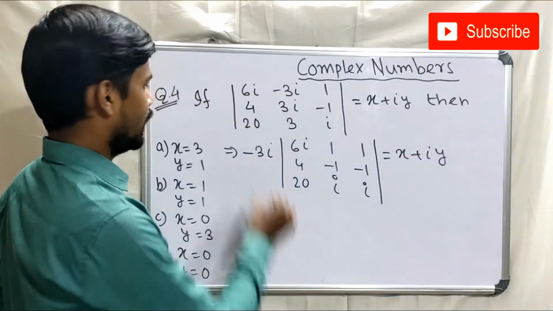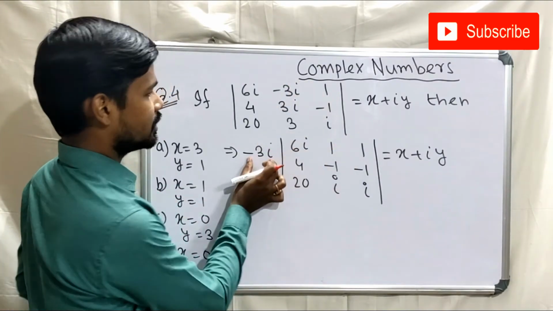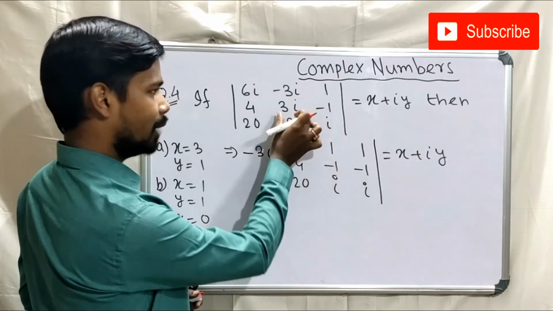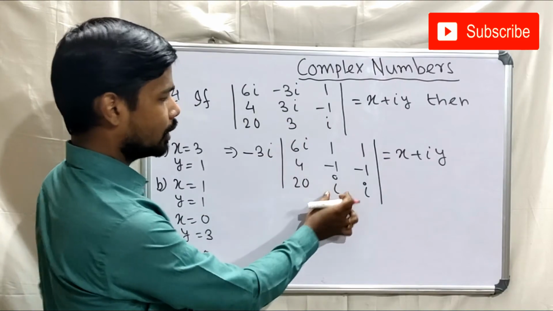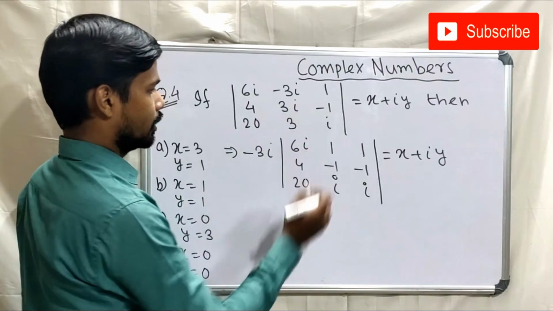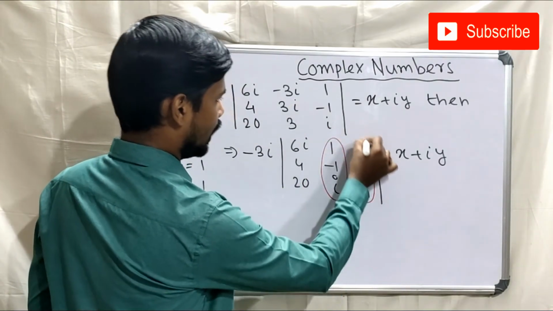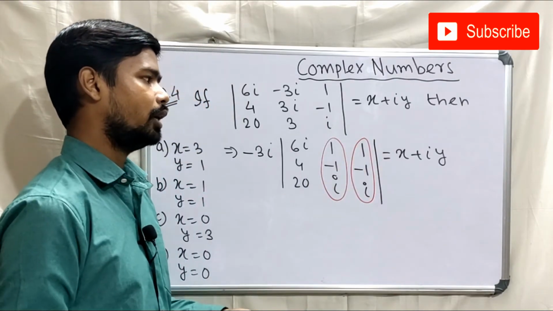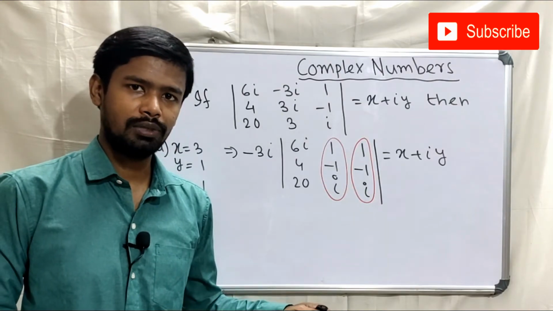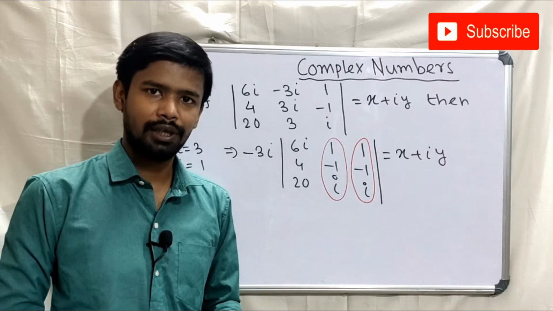Look, if we take common minus 3i from the second column, then this is 1, minus 3i into 1 is minus 3i, minus 3i into minus 1 plus 3i, minus 3i into i is minus 3i square, that is minus 3 into minus 1 is 3. Now look, the second column and third column are identical. By the properties of determinant, we know that if any two rows or any two columns become identical in a determinant, then the value of the determinant is 0.